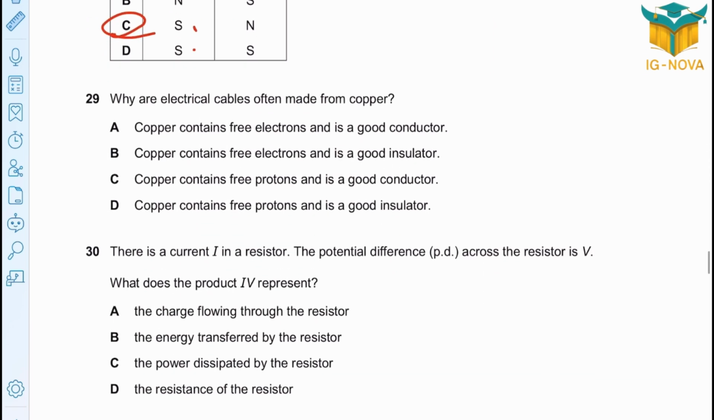Easy, easy. Question 29. Why are electrical cables often made from copper? Because copper has free electrons, not free protons. Protons don't move at all. Free electrons make it a conductor. The correct option is A.